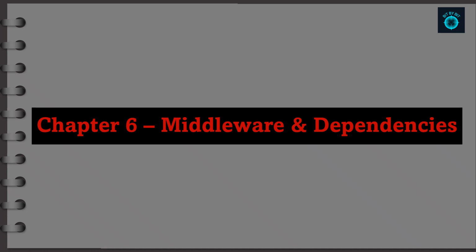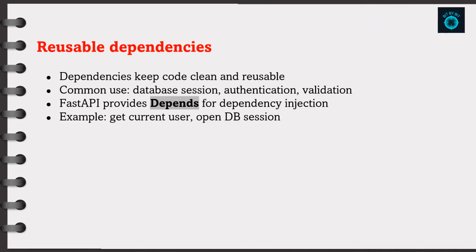Chapter 6, Middleware and Dependencies. Reusable dependencies. In this chapter, we explore dependencies in FastAPI. Dependencies are reusable pieces of logic that we can share across endpoints. They help us avoid repeating code and make our project cleaner.